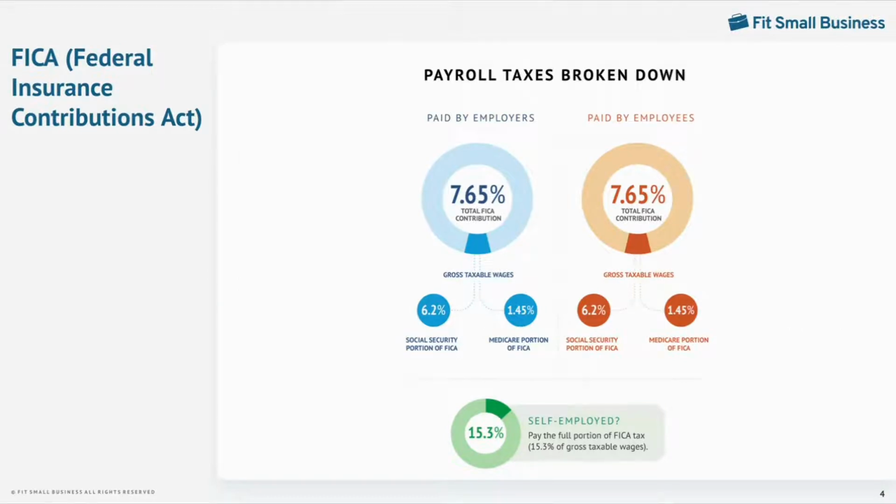Last is FICA. This 15.3% federal tax is made up of two different parts, 12.4% to cover Social Security and 2.9% to cover Medicare. Both Social Security and Medicare are split evenly between employers and employees, each owing 7.65% total. It's important to note that if you're self-employed, you will have to pay the entire 15.3% yourself.